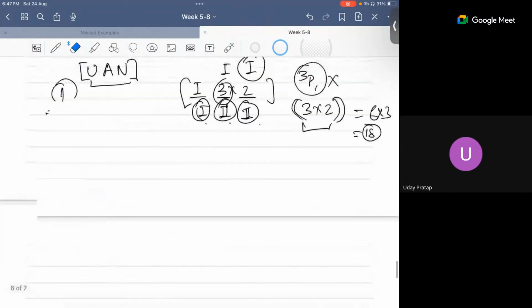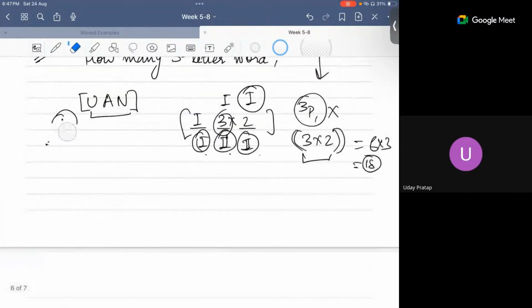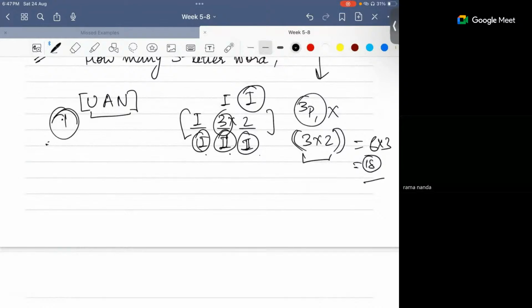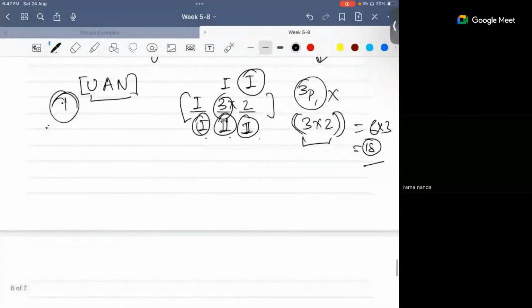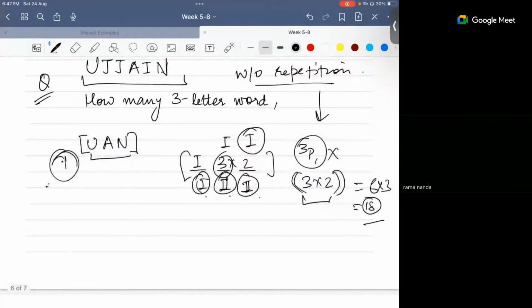Okay, let's solve it. So from the first case we are getting some 18 ways, right? Sir, we can do this way, sir. Suppose we fix I in the first place. So total five letters are still present. Out of five, we need to select two, and J is repeated two times. So 5C2 divided by 2 factorial. That we can do, right?